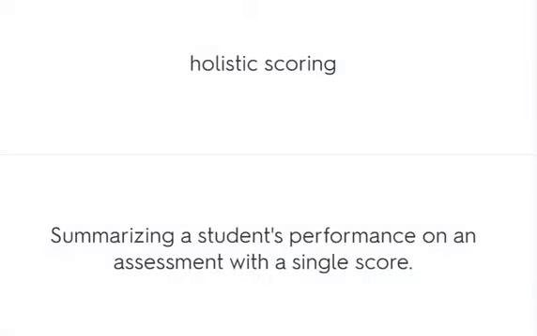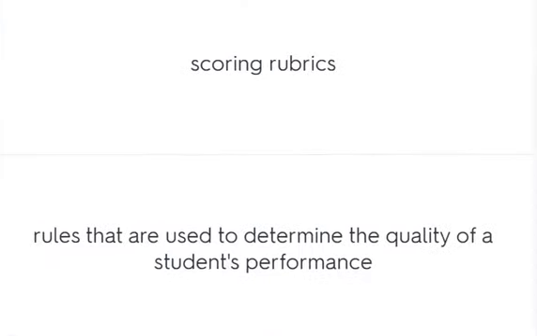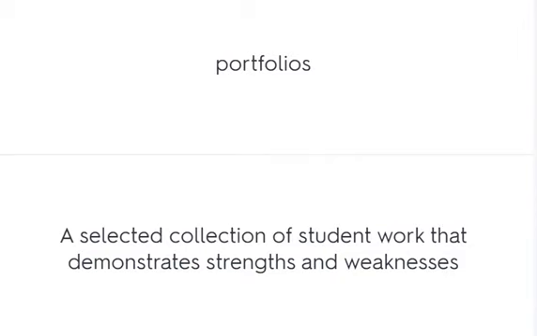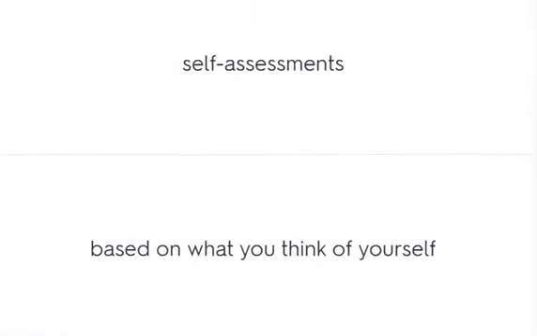Holistic scoring, summarizing a student's performance on an assessment with a single score. Peer review, a review by people with similar professional qualification. Scoring rubrics, rules that are used to determine the quality of a student's performance. Portfolios, a selected collection of student work that demonstrates strengths and weaknesses. Conferencing, to confer with another about your writing. Meeting with your teacher to review an essay. Self-assessments, based on what you think of yourself.